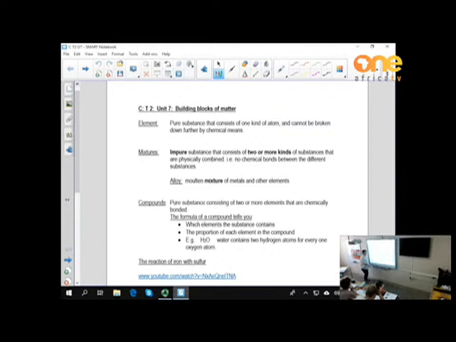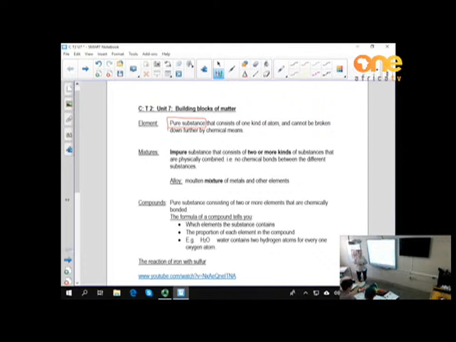An element is very simply a pure substance. What's the difference between pure and impure? We've done it in the previous chapter. Pure substances have a fixed melting and boiling point. They have a fixed ratio. They are either elements or compounds. They are made up of one type of particle. If it's water, the particle is H2O. If it is oxygen, the particle is O2.